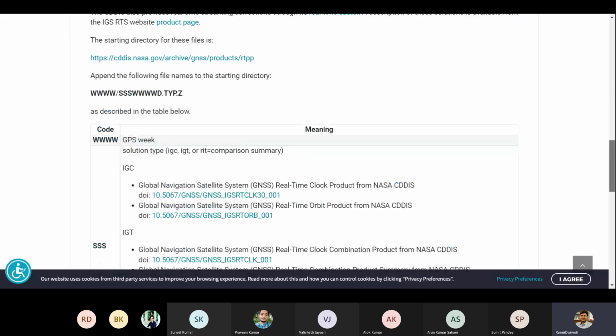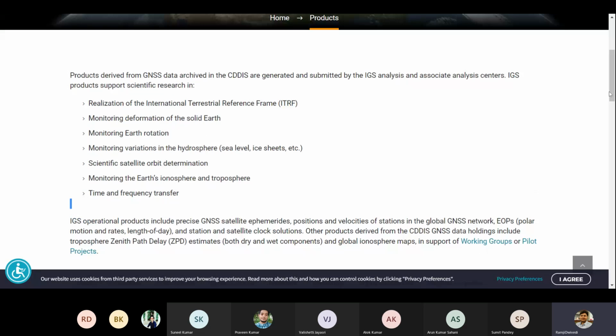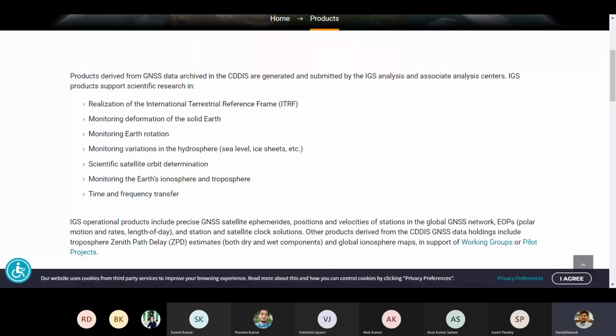You will be getting more information about the use of these data whenever you use them for a particular application. What are the types of applications? When we do monitoring of deformation of the solid earth, monitoring earth rotation, variation in the hydrosphere, scientific satellite orbit determination, monitoring the earth ionosphere and troposphere, time and frequency transfer. These are the kinds of applications where we explore and use this type of dataset.